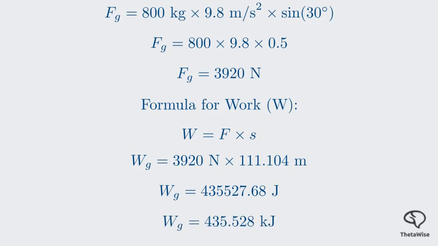The memo's calculation is identical to ours. This is an important step. The total effort by the engine must account for lifting the car against gravity. So we've now calculated the work done against friction and the work done against gravity. These are the two resistive forces the car's engine has to overcome to move up the incline.